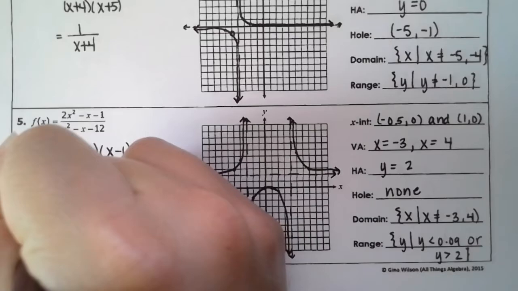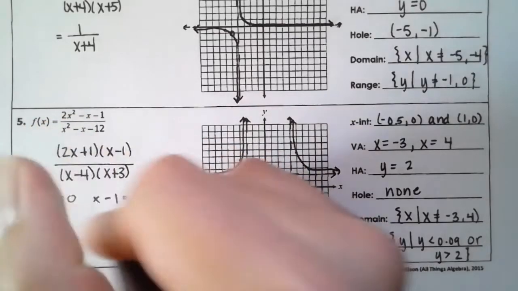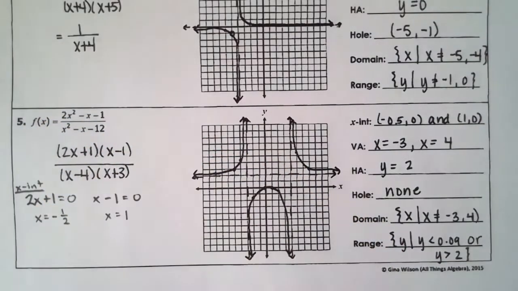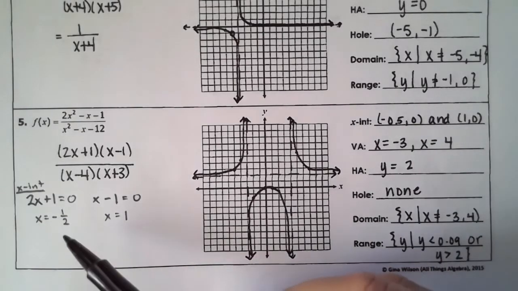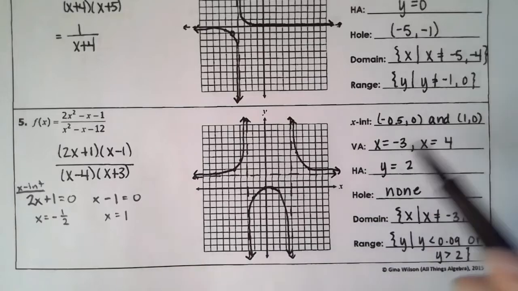Negative 1/2, and this would be x is equal to 1. So I have two x-intercepts, and these are right here. Negative 0.5, which is just negative half, and then 1 comma 0.